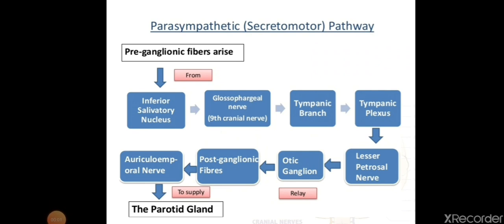The preganglionic fibers arise from the inferior salivatory nucleus. From the inferior salivatory nucleus, the glossopharyngeal nerve fibers arise and give the tympanic branch, reach the tympanic plexus, emerge as the lesser petrosal nerve, and reach the otic ganglion. Then postganglionic fibers pass through the auriculotemporal nerve to supply the parotid gland.